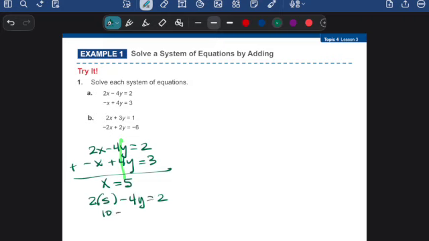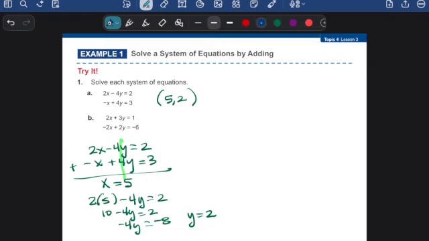So 10 minus 4y equals 2. Subtract 10, 4y equals -8. Divide both sides by -4, y equals 2. So our solution for the first one is 5, 2.